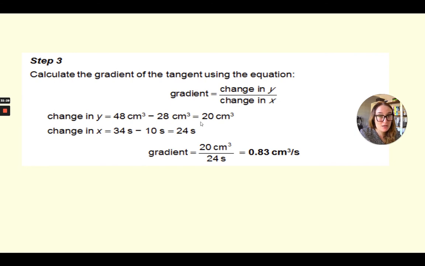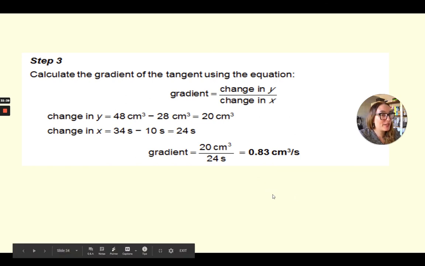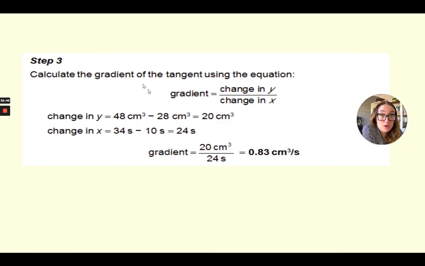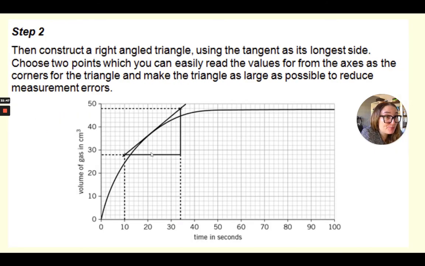So I would then pop that information in. So as I worked out, the length of one line is 20 and the length of the other is 24. I pop that into my equation and I get an answer of 0.83. Now, if it were me, I would probably write the length of those lines on my triangle, just because I think it helps. I really do think it helps to see it very visually. Then you just need to remember that it's change in y divided by change in x.